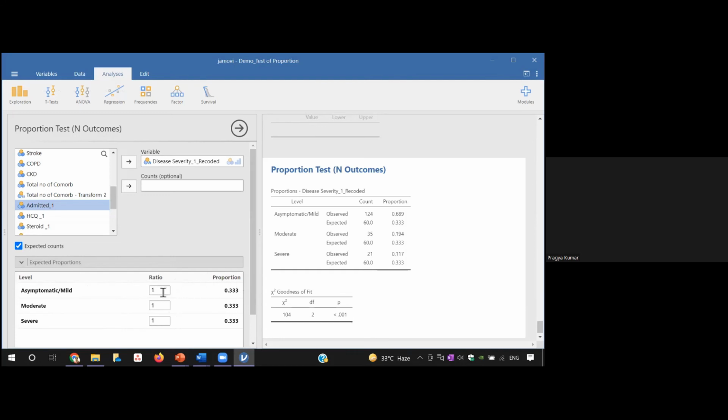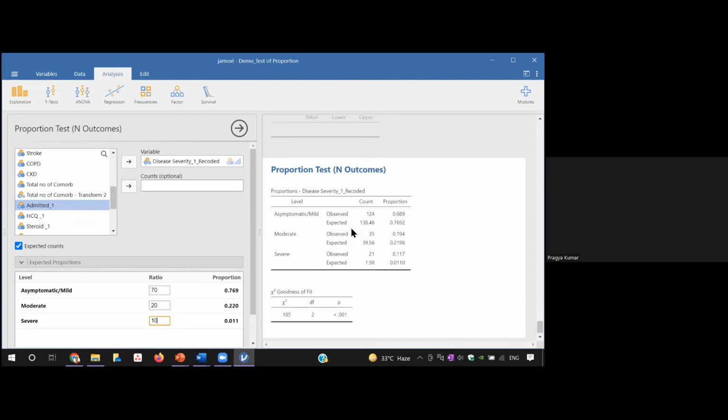But now I know that 70% of the cases were asymptomatic, 20% moderate, and 10% severe. So with that, I may enter these specific values. Sorry, it was 70%, so I'll enter 70. This is 20. And in this case, it is 10%. So now it is against a known proportion.